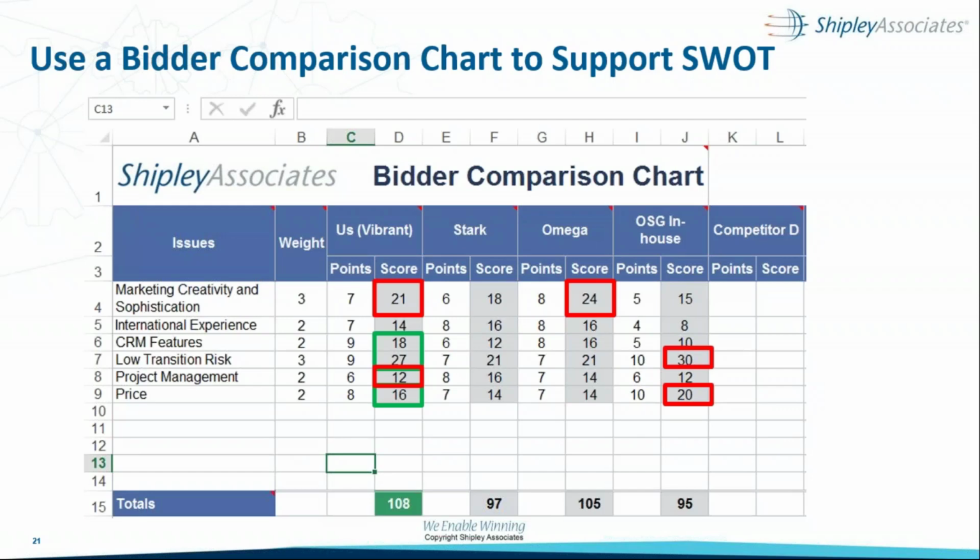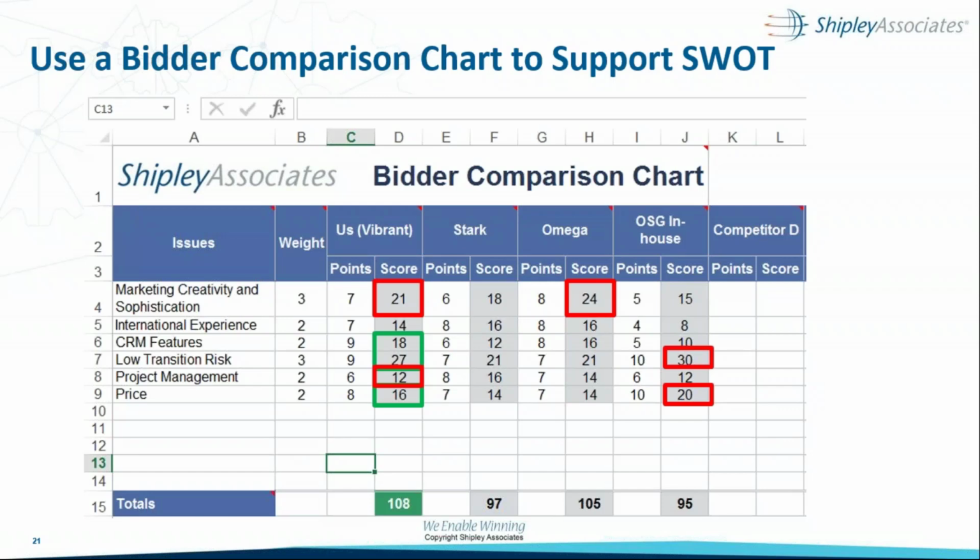Leverage that. We maybe have a problem with our project management approach based on what we know, what we've heard from the customer. They're line 8. We only scored a 12. We have a competitor that scored 16. That's a risk. Price. We might be at risk on price against their in-house solution. So you see how it works. Play with it. Make it your own.